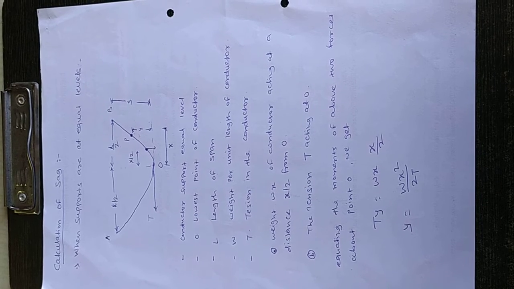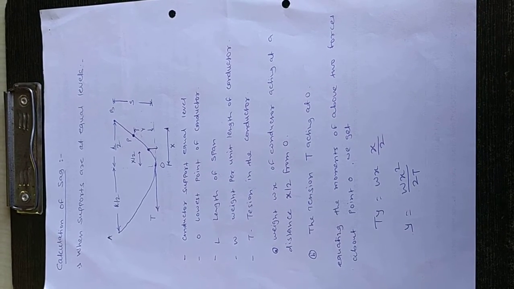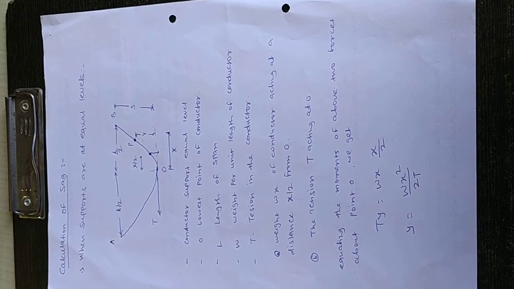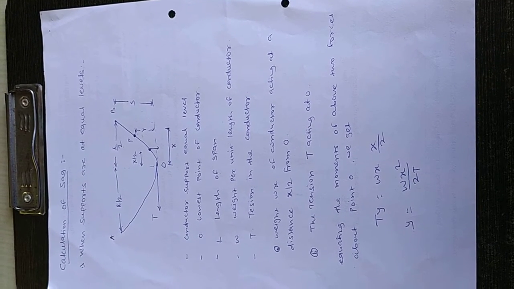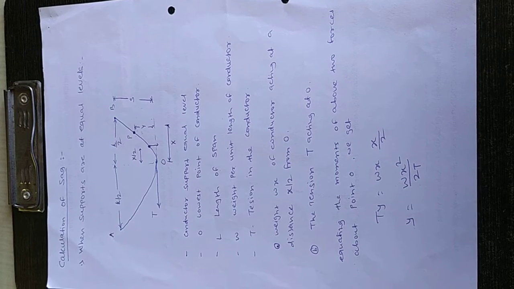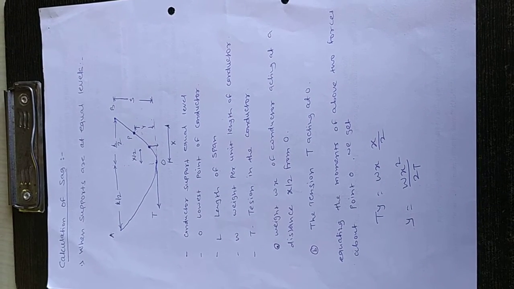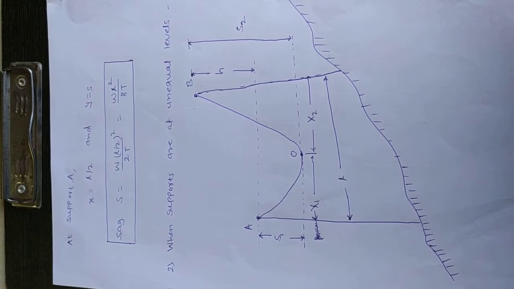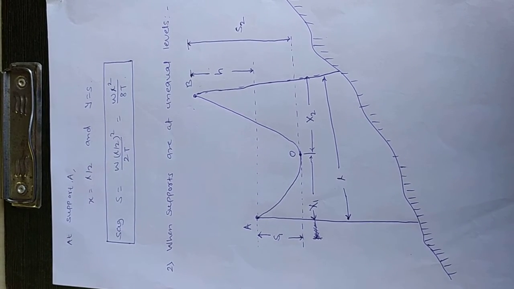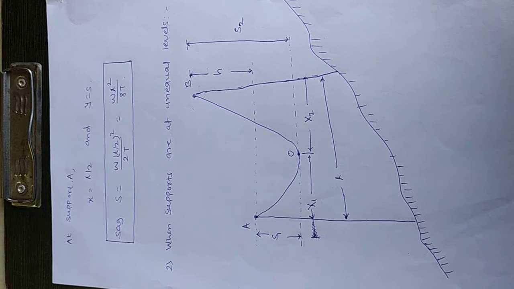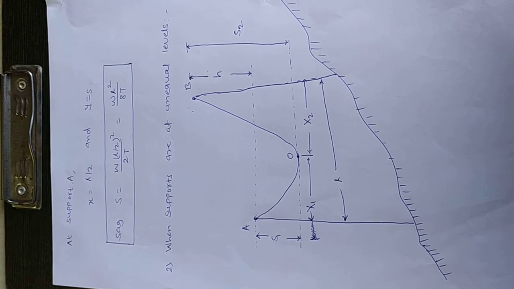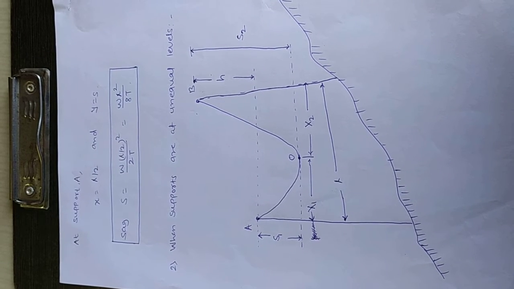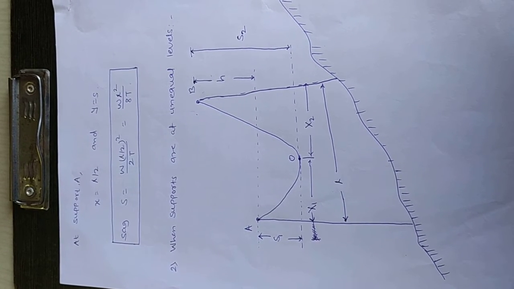Then equating the moments of above two forces, we get T into Y is equal to Wx into x by 2. Therefore, Y is equal to Wx square divided by 2T. At support A, x is equal to L by 2 and Y is equal to S. Therefore, sag S is equal to WL square divided by 8T. This is the sag when the conductors are supported at equal height.